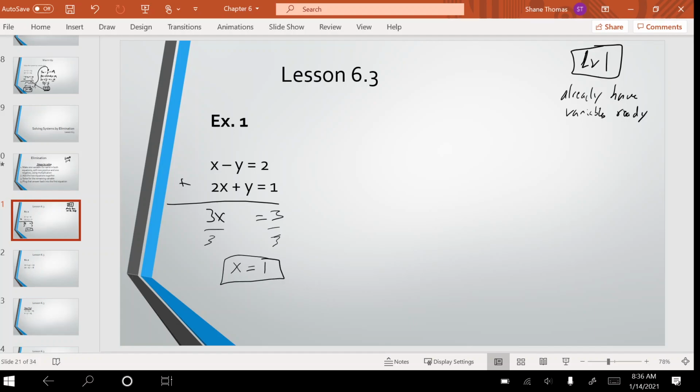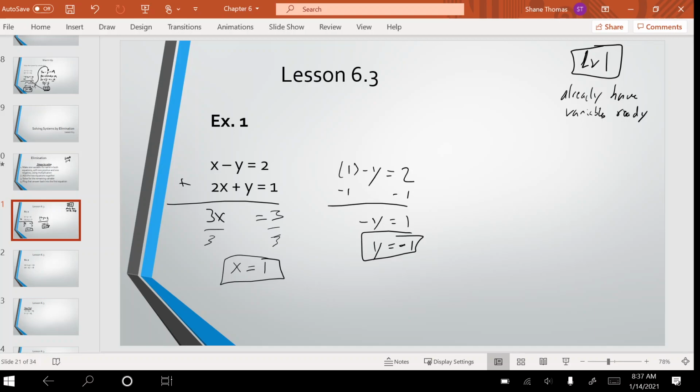Now take that and plug it back into one of the originals. So I'm just going to use the first equation. So x is 1. 1 minus y equals 2. So subtract the 1's. I got negative y equals 1, or y equals negative 1. That was pretty short, easy, and to the point, wasn't it? Okay. This one here, where you already have the setup of two variables the same, one positive, one negative, this is going to be one of those elimination problems that are really quick. That's definitely quicker than substitution there.